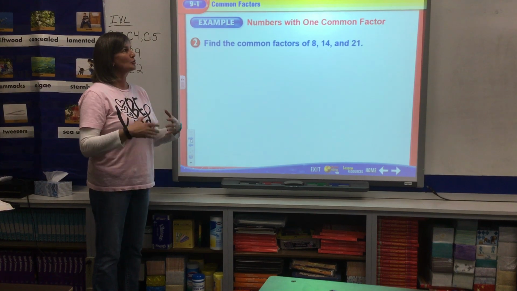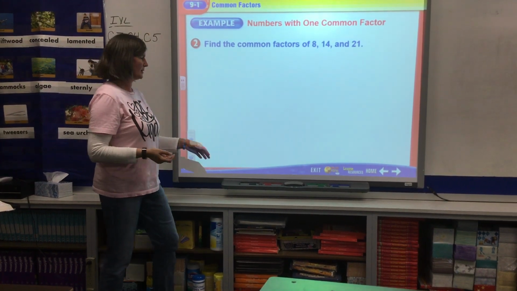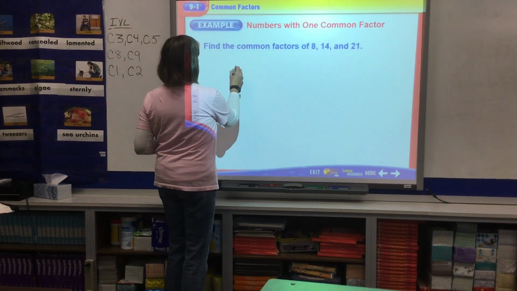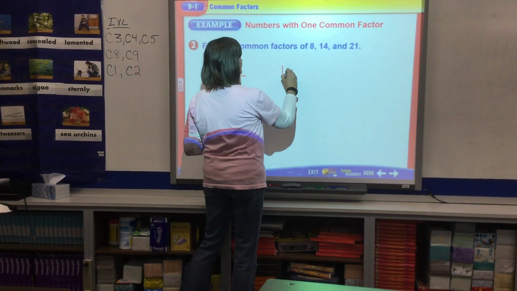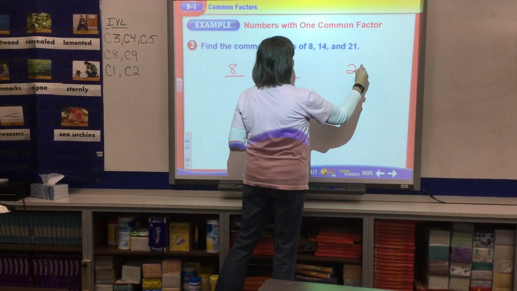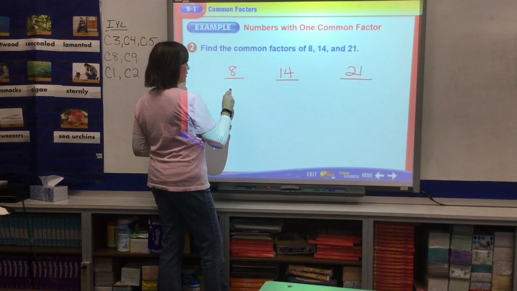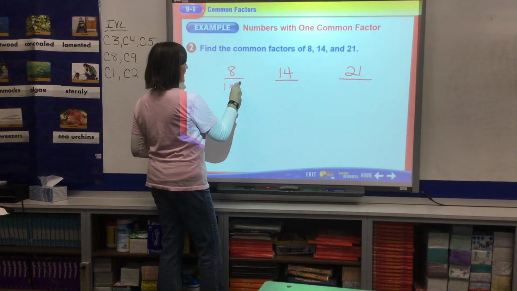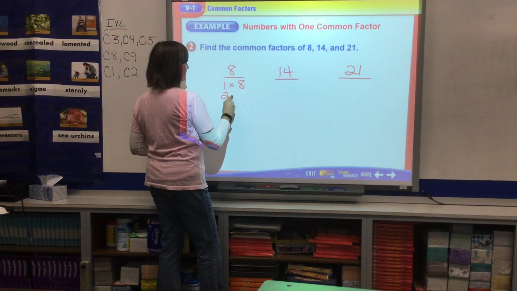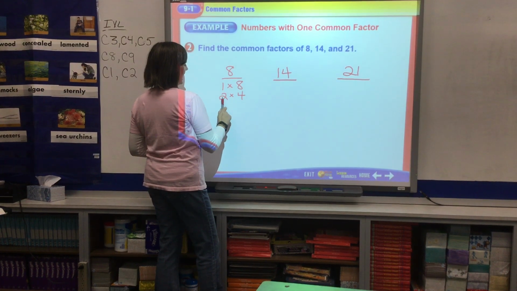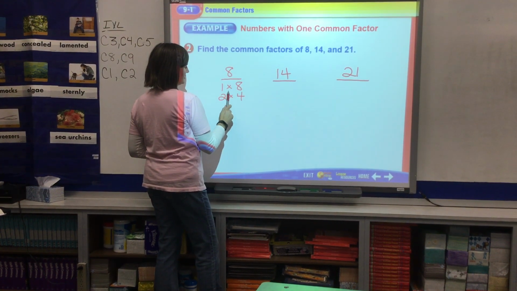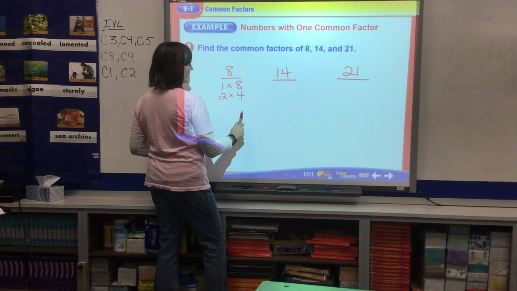Now, we can do this when we have more than 2 numbers. All right, so we can list out the factors for 8, the factors for 14, and the factors for 21. All right, if I quickly go through this, I know 1 times 8 is 8. 2 goes in there because it's even, 2 times 4, and then the only other number we can try is 3, all right, and 3 does not go into 8.